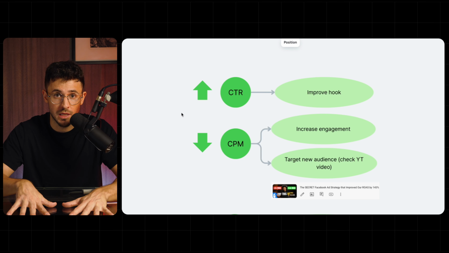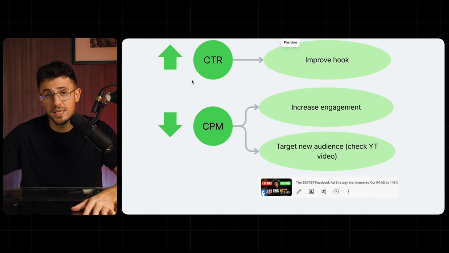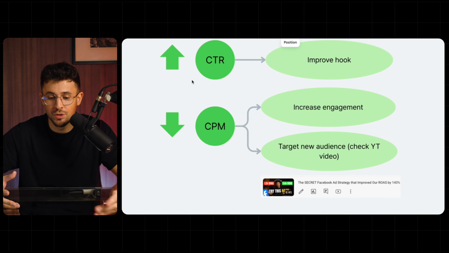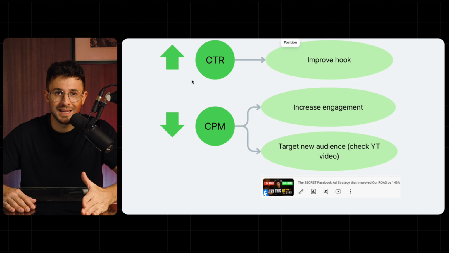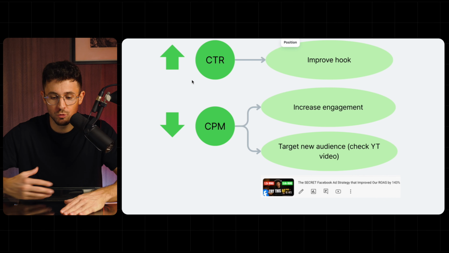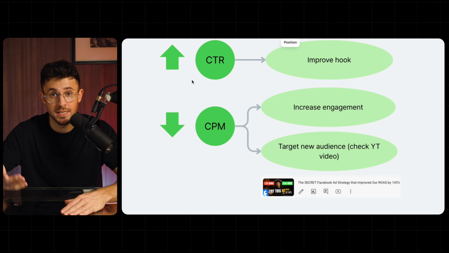When it comes to CPM, the way to decrease it is by increasing the engagement on your ad. So you eventually need to make an ad which is more engaging, or you can run a post-engagement campaign on the side to make sure that the actual engagement on the ads increases.